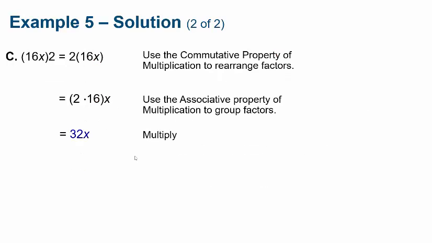Okay, let's try this one here. 16x times 2. Well, you can write this as 2 times 16x. Now you're just going to multiply the constant by the coefficient. 2 times 16 gets me 32. And don't forget you have that x there as well.